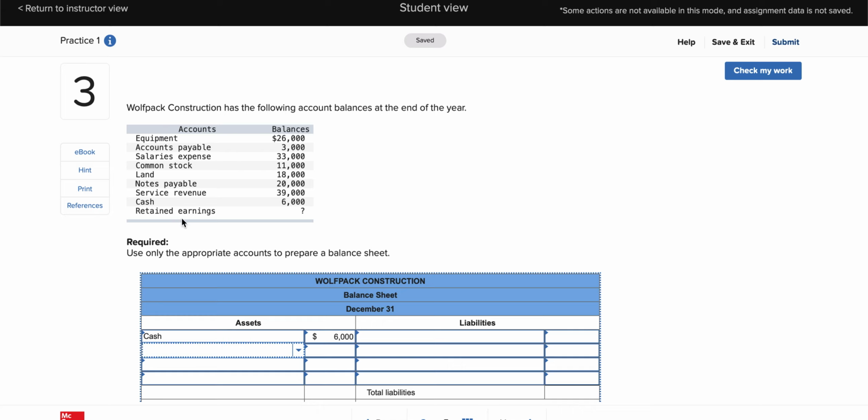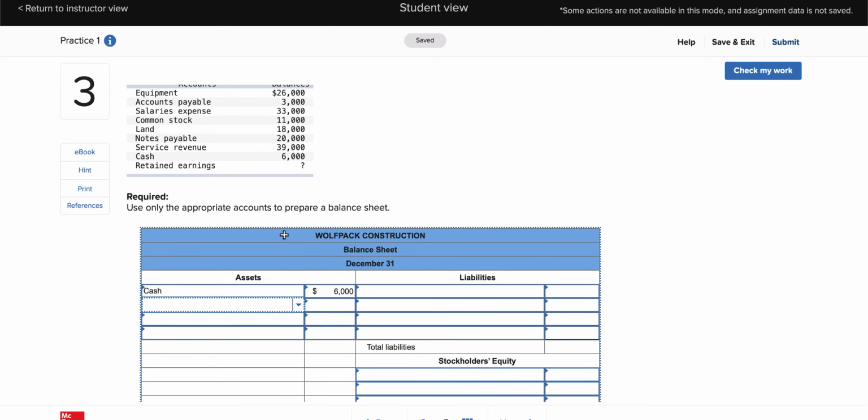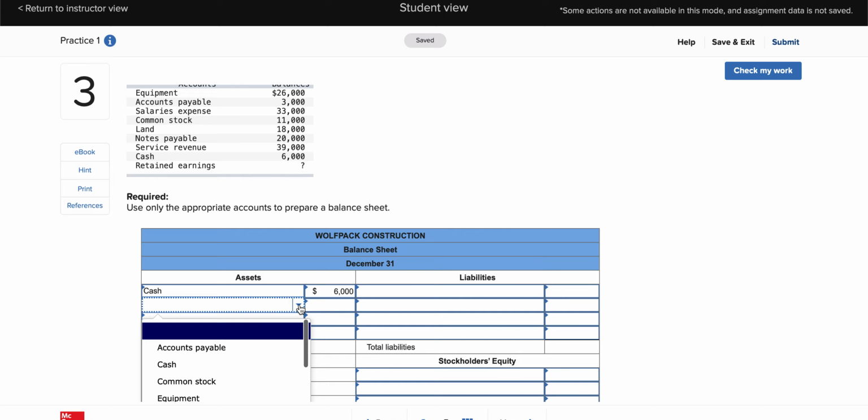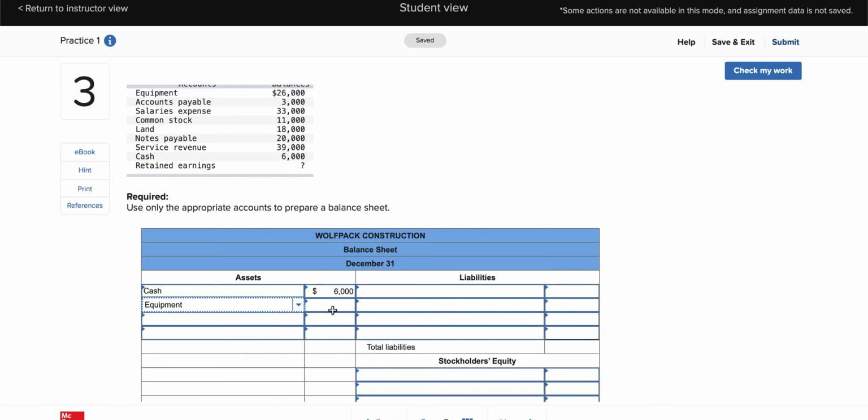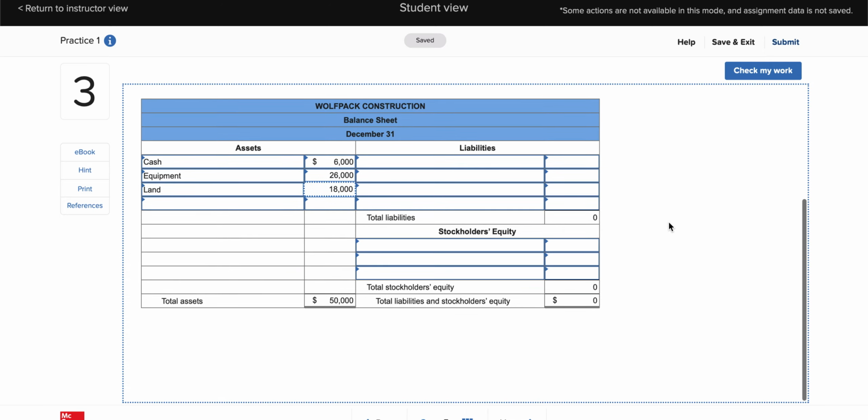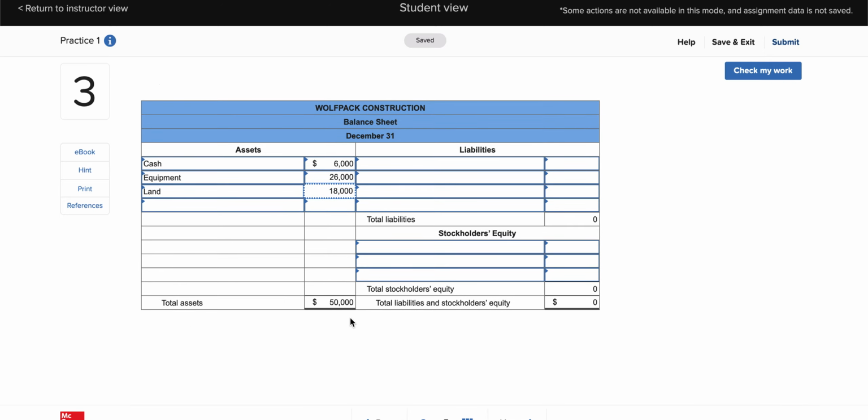Let's first of all look at what assets we have. We have equipment, we have land, and we have cash. Just those three. Out of equipment and land, equipment would be used up or converted to cash quicker. And that equipment is worth $26,000. And the land is $18,000. So this added the total assets together for you. We end up with $50,000 here.